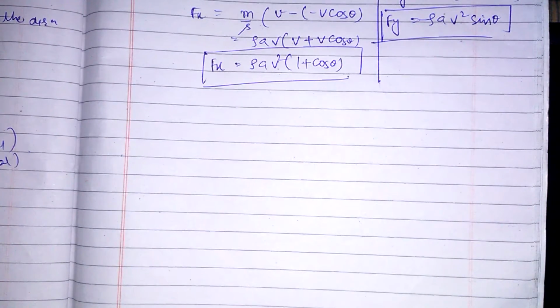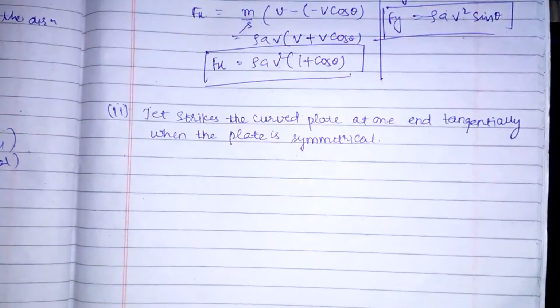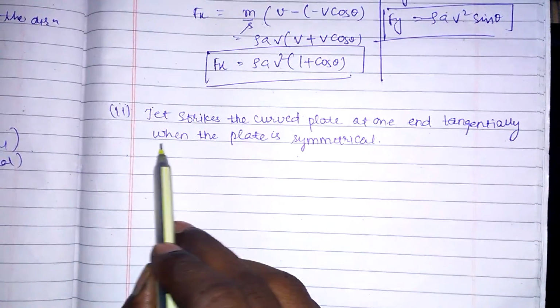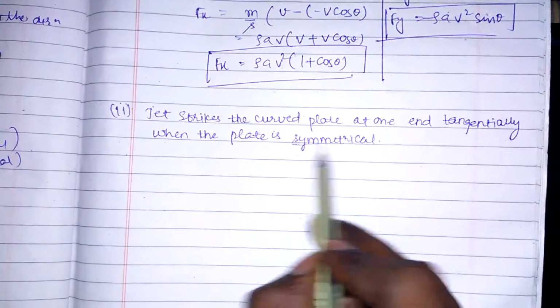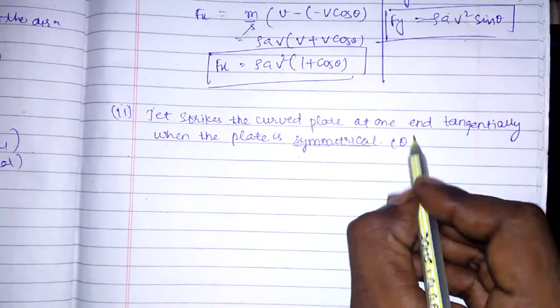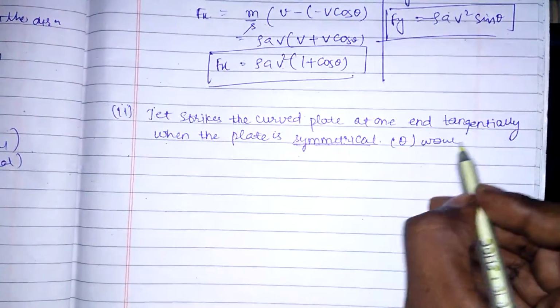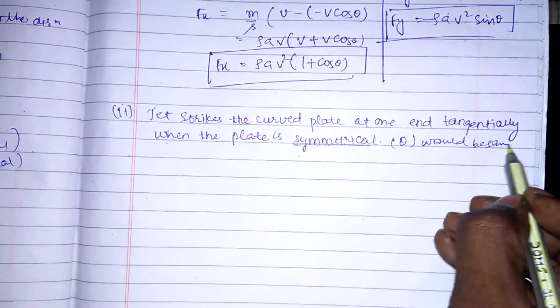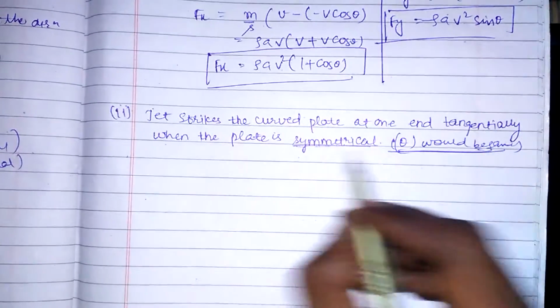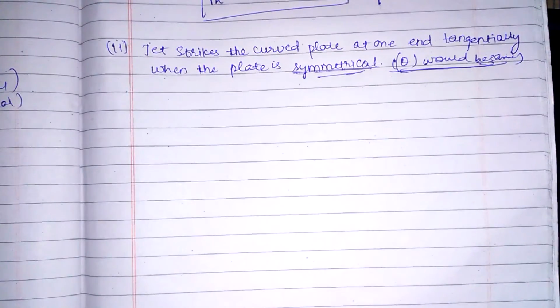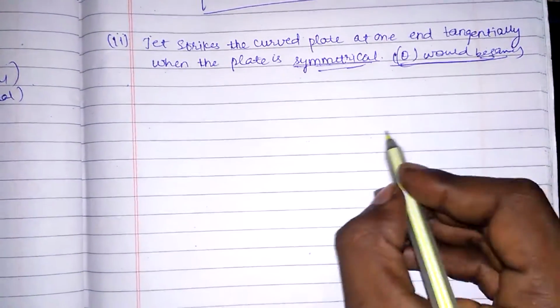Now we'll talk about when the jet strikes the curved plate at one end tangentially when the plate is symmetrical. So the angles would be the same when it enters and when it exits. Here we have to notice that when the plate is symmetrical, theta would be the same for the symmetrical case. Now let us draw a curved plate.